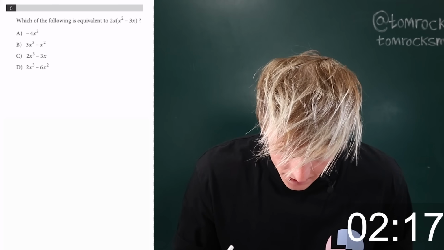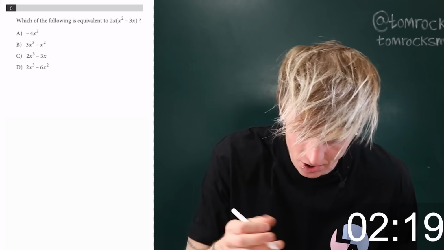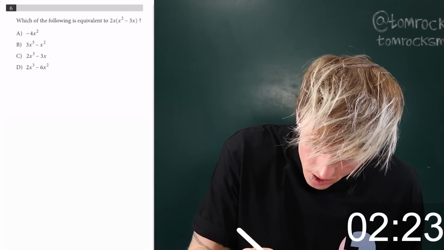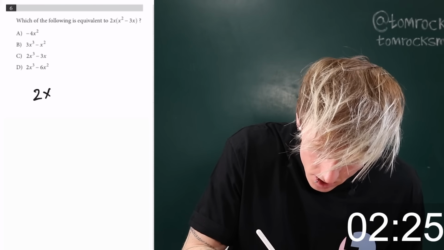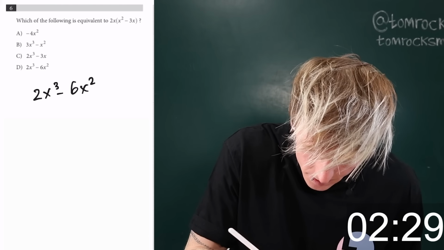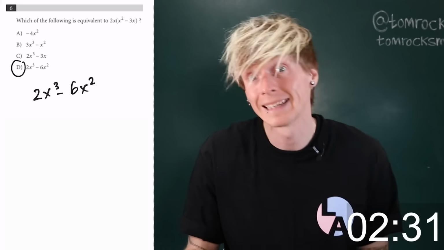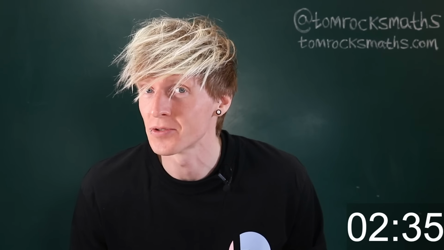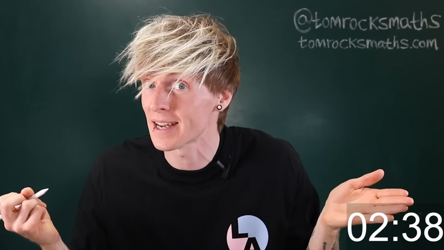Number 6. Which of the following is equivalent to this expression? Right, well, let's expand out. So that's 2x cubed minus 6x squared. So that's D. Nice. I'm kind of worried that these are going too well, but maybe this is what the test is like.